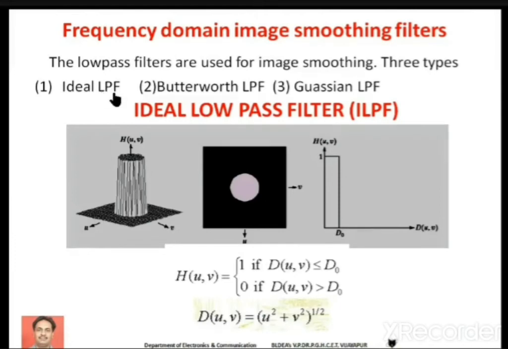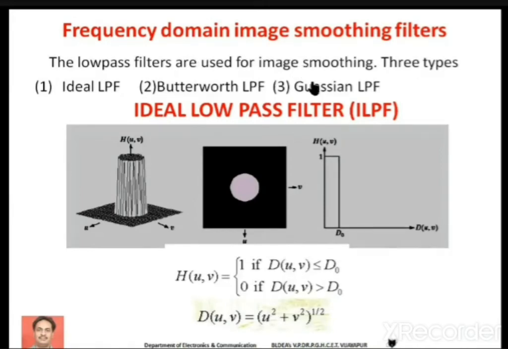It stands for low pass filter. Then the second one we have is the Butterworth filter, and the third one is the Gaussian filter. So we have three low pass filters: the ideal low pass filter, the Butterworth low pass filter, and the Gaussian low pass filter. We'll study these filters one by one.